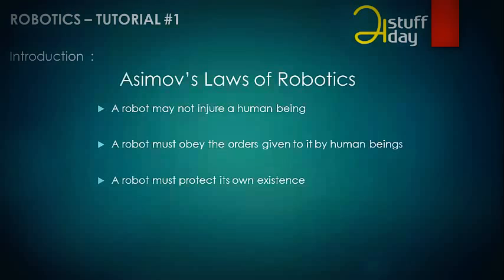A robot must also protect its own existence. This is the third law. The third law also has an additive. It states that the third law comes into existence only when the first and the second laws are not interfered. So all robots must be designed only based on these three laws.